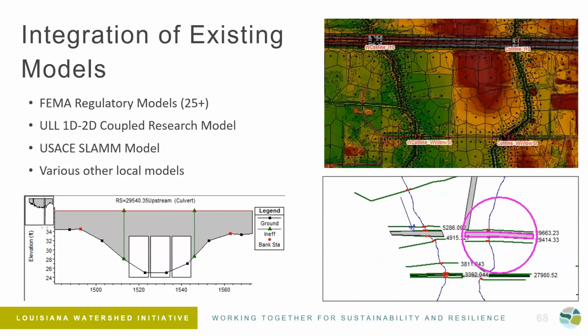I do want to call out some of the bigger and more influential models that we were able to leverage, including the FEMA regulatory models, primarily from LCG. The ULL 1D, 2D model of Vermilion has been super useful, and the Corps of Engineers SLAIN model, which essentially covers the Atchafalaya and the coastal regions of Region 5. We were able to leverage a lot of data from that. And then there's a lot of support from local consultants, local parishes, local communities. They say, hey, we got this little model, can you use this? And we were able to extract some information from those as well.